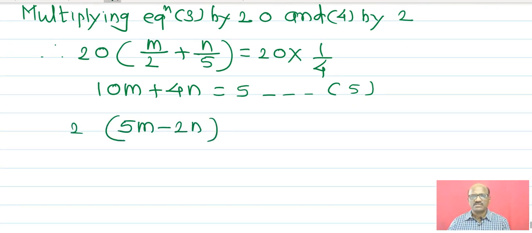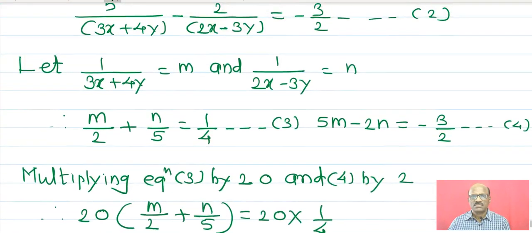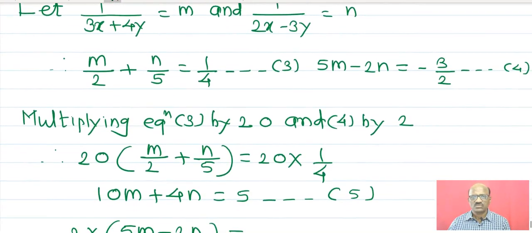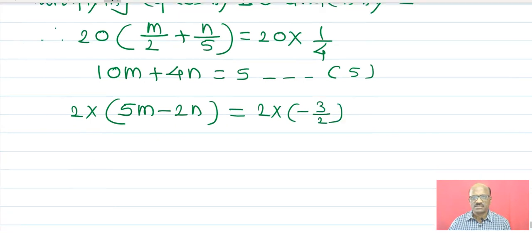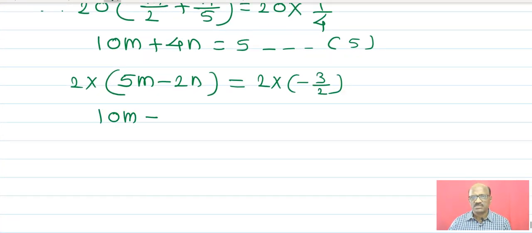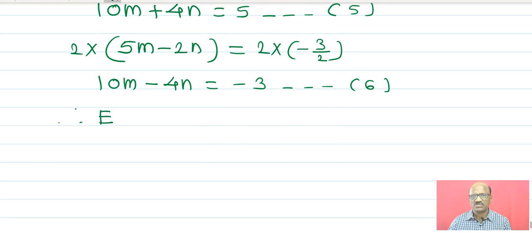5m minus 2n, multiply that equation by 2. Therefore, you will get 10m minus 4n, that is 2 into minus 3 by 2. Multiplied on both sides, you will get the equation 10m minus 4n is equals to minus 3. This is equation number 6.